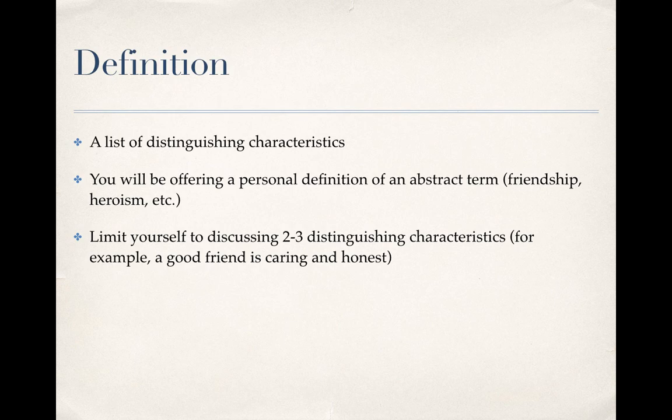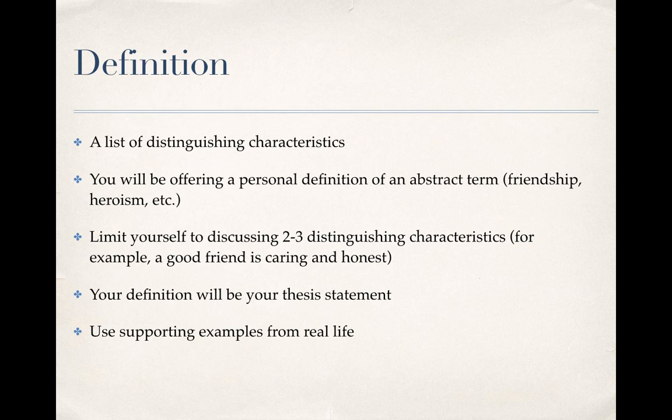So, for example, you might say, and I used this before when discussing example, a good friend is defined as someone who is caring and honest. So that'll be really straightforward. A definitive essay lends itself towards really easy organization. So then you would have a paragraph about what it means for a friend to be caring and what it means for a friend to be honest. And then you will use that definition as your thesis statement, and you'll use supporting examples from real life, okay, to flesh out your paragraphs, just like I discussed in the slide on examples.